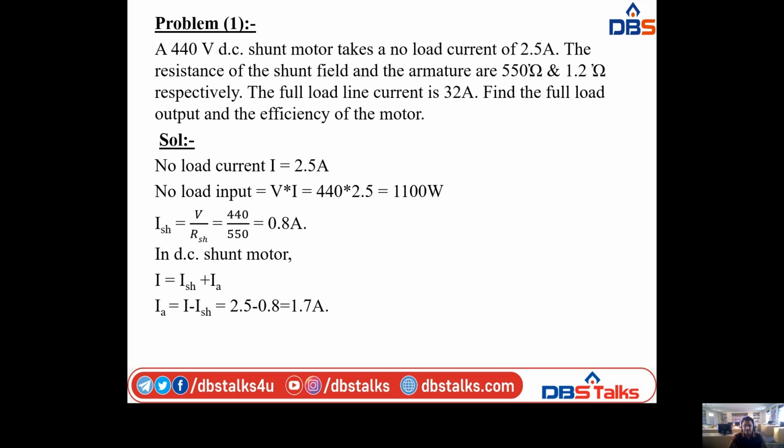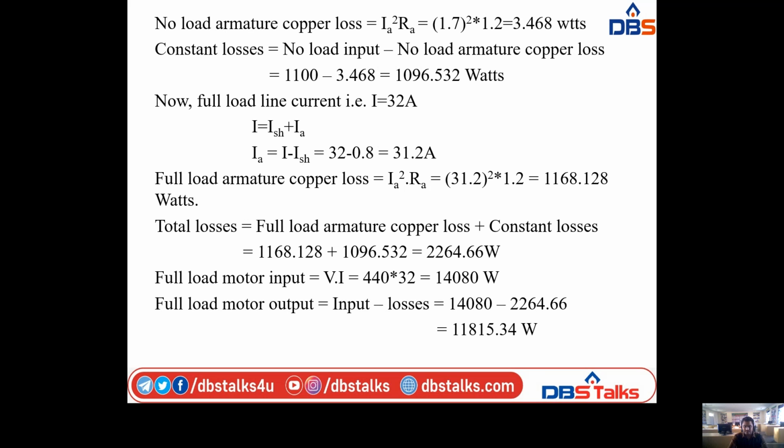Up to now we have calculated the no load power P naught, the shunt field current ISH, and the armature current IA, and now we are going to calculate the losses. If you want to determine the efficiency of the motor, firstly we have to calculate the output power and input power for a full load. Actually they have given the no load data, but we want to calculate the full load output power and efficiency of the DC shunt motor.